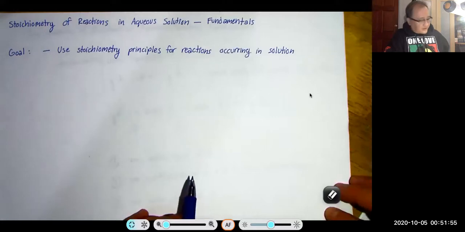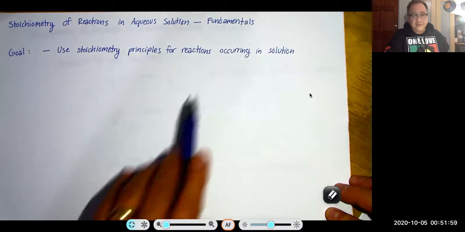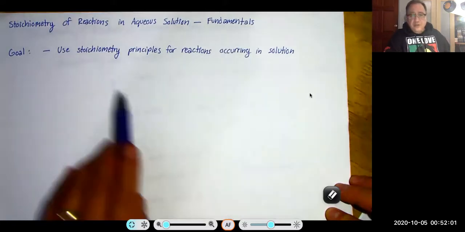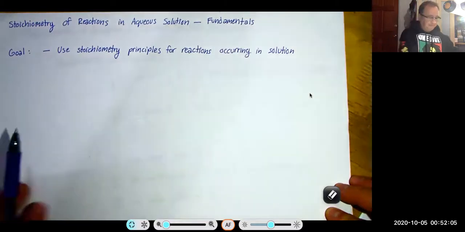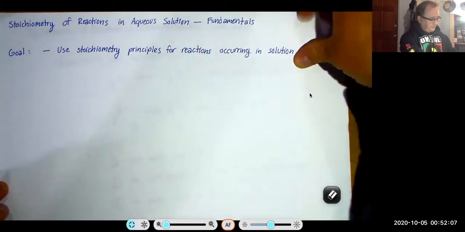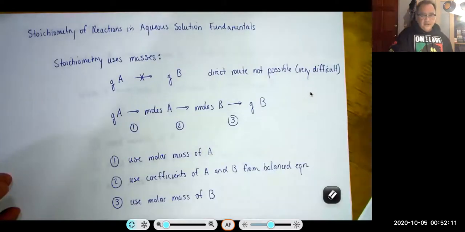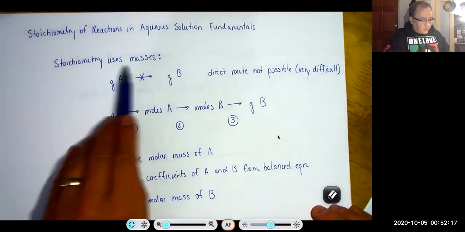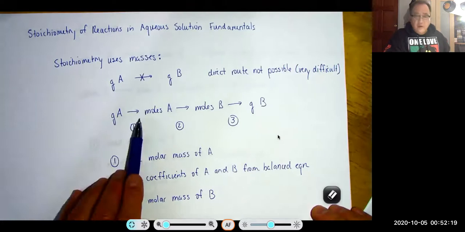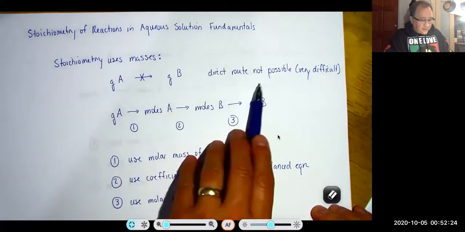Okay, our next section is about the stoichiometry of reactions in aqueous solution, the fundamentals. The goal is to use stoichiometry principles for reactions occurring in solution. Okay, so let's look at the fundamentals. Normally when we talk about stoichiometry, we use masses. So if you want to go from the grams of A to the grams of B, you can't do this directly because it's very difficult.